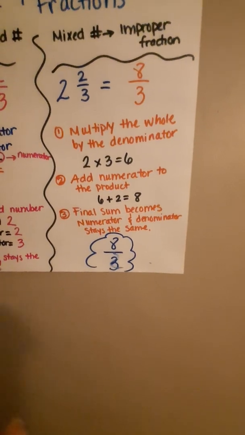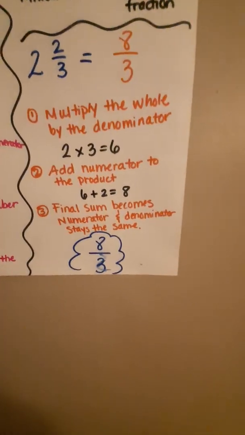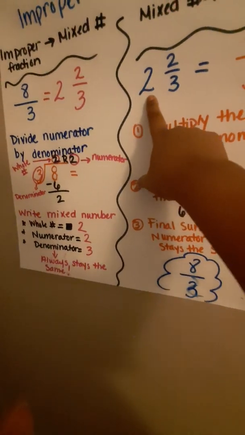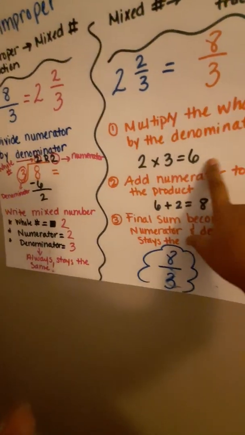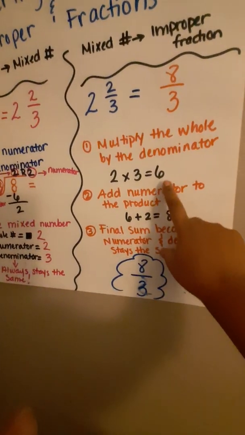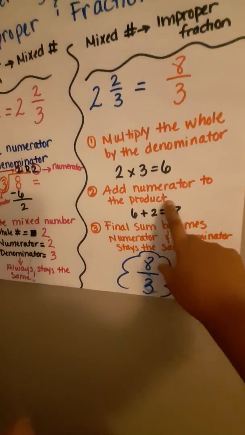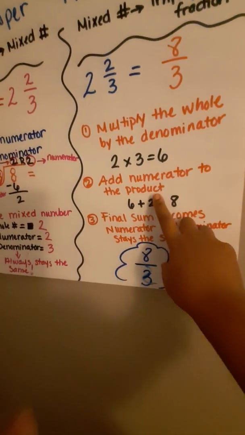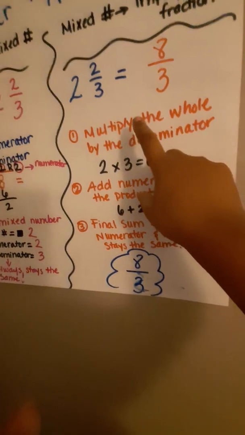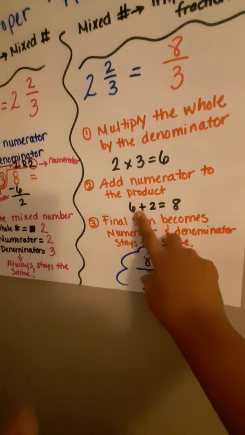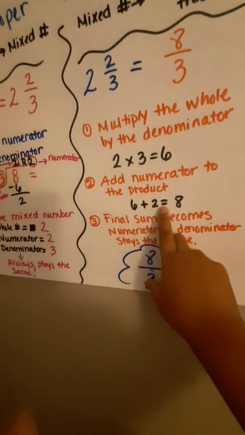The first thing is to multiply the whole by the denominator. So I'm going to multiply my whole number, which is 2, by my denominator, which is 3, and I'm going to get 6. After that, I add the numerator to the product. 2 times 3 is the product, and we got 6. So our numerator in this instance is 2. So we're going to add 2 to 6. 6 plus 2 is 8.